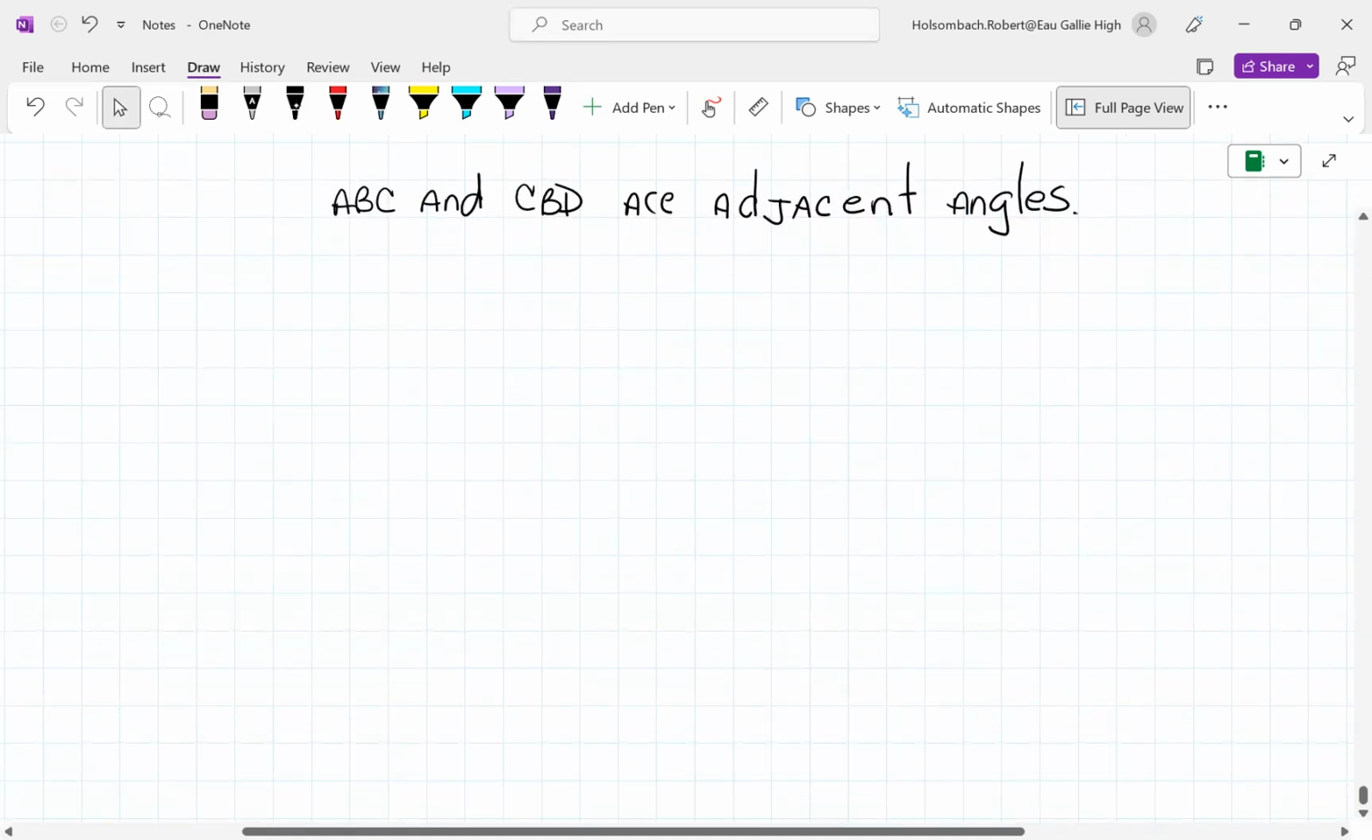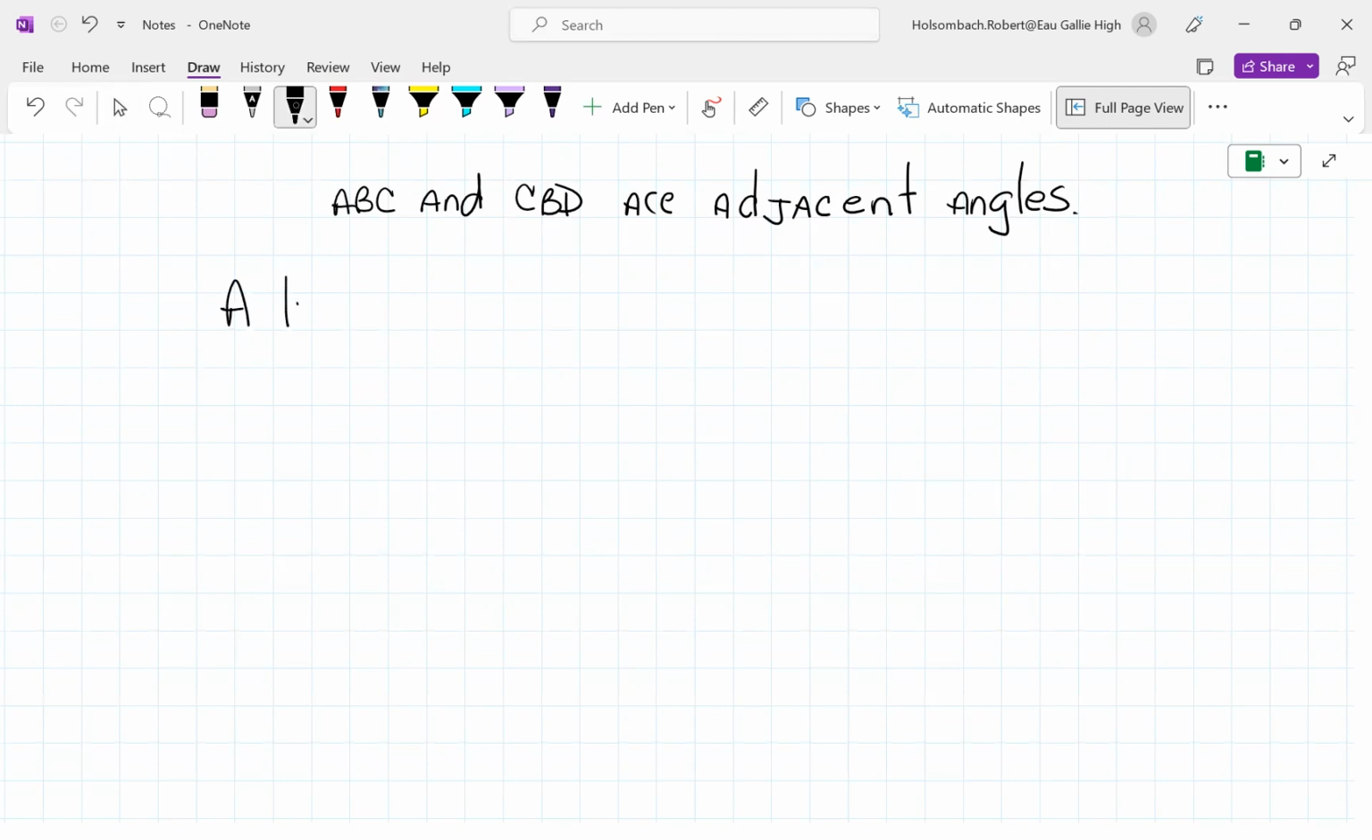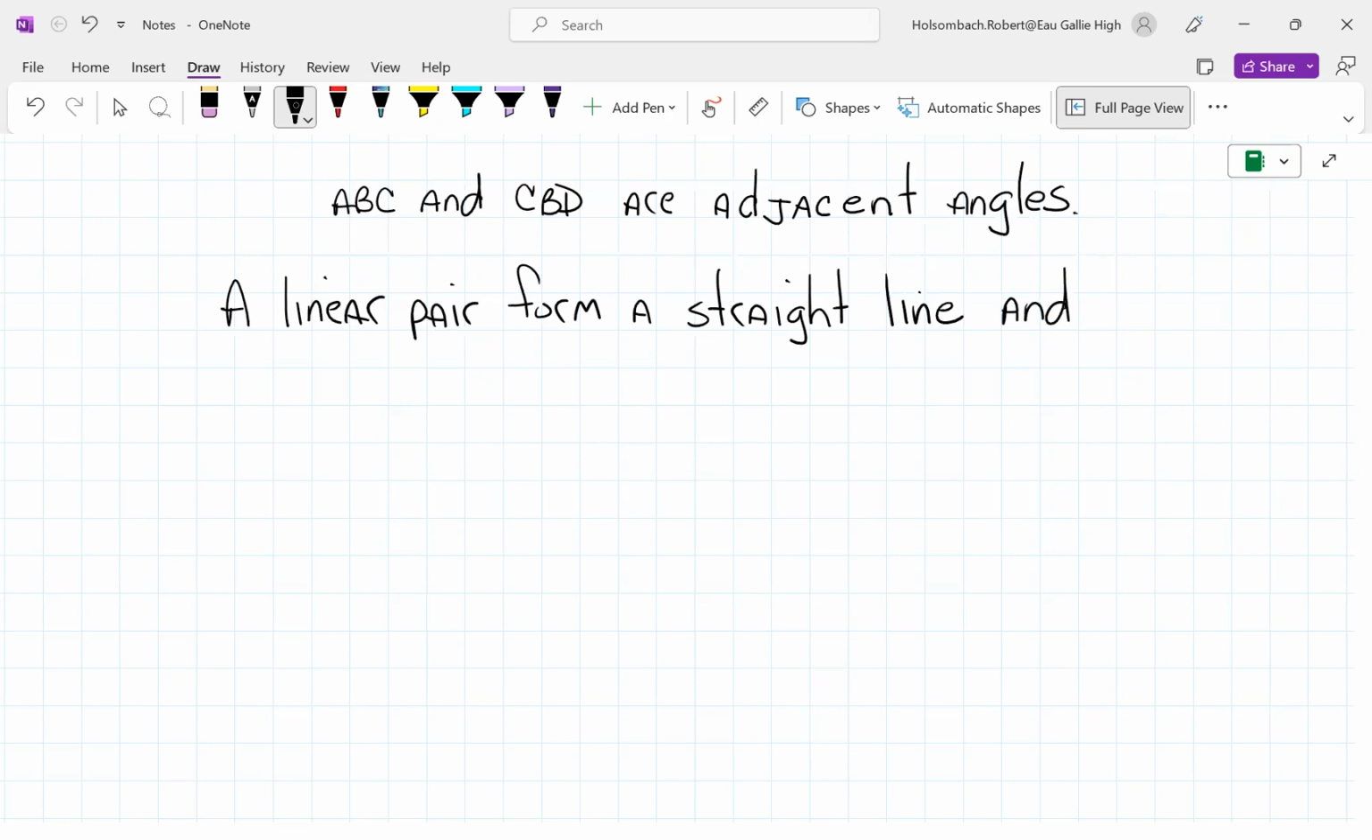We've got a linear pair of angles. A linear pair form a straight line and are adjacent. So a linear pair of angles. We talked about this last week.